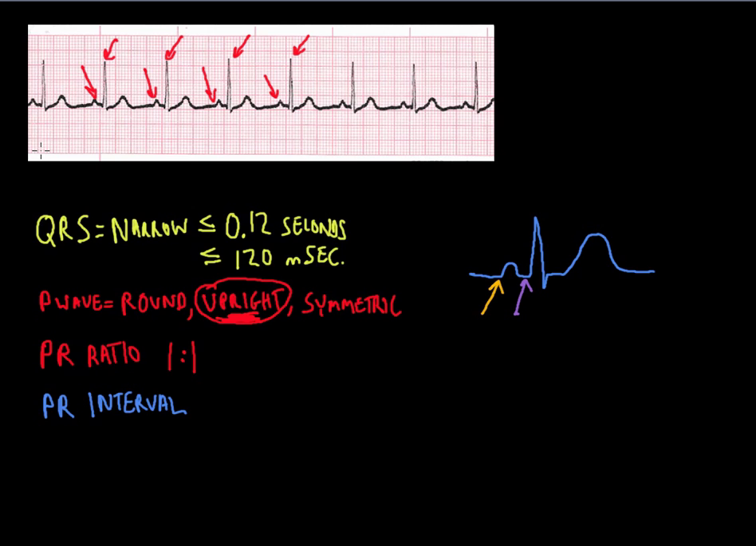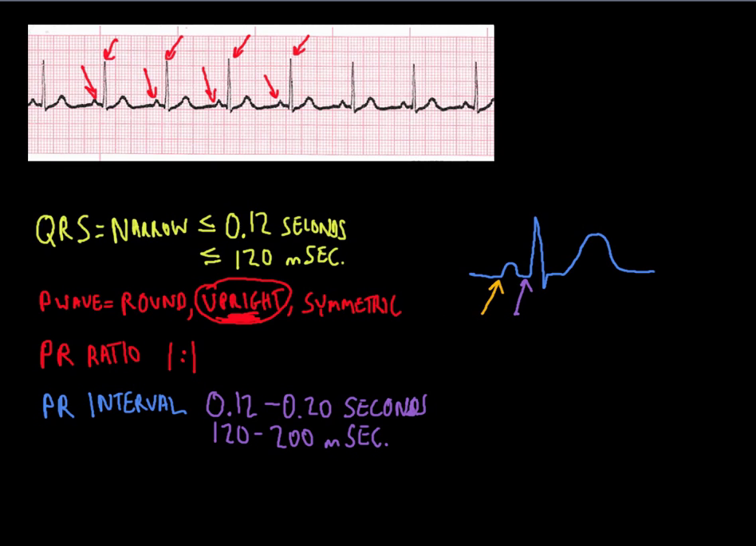I'm going to show you how to do this in another video, but essentially my PR interval has a very set range that it needs to be. It should be between 0.12 to 0.20 seconds. And that translating again here is 120 to 200 milliseconds. So that's another important rule here.